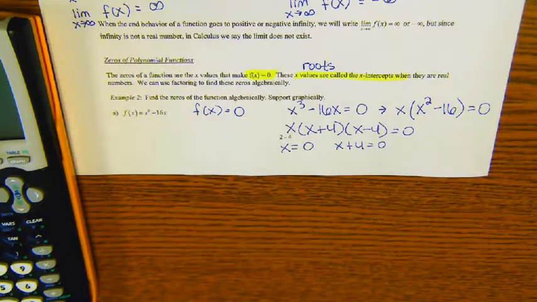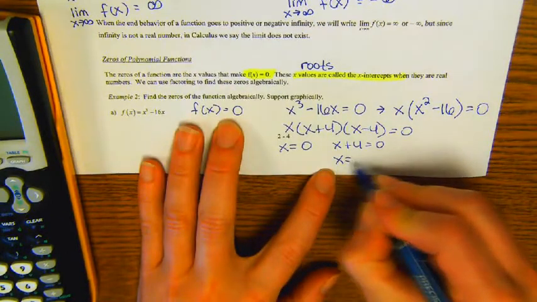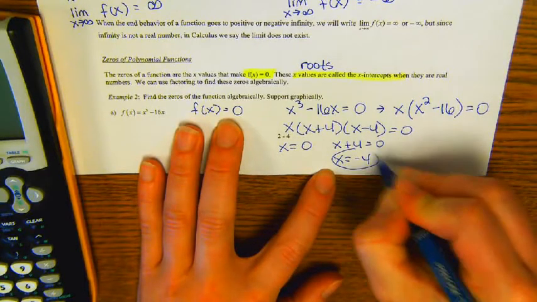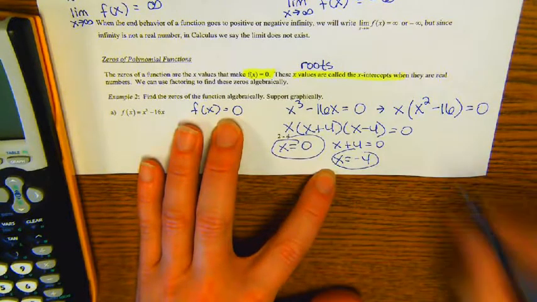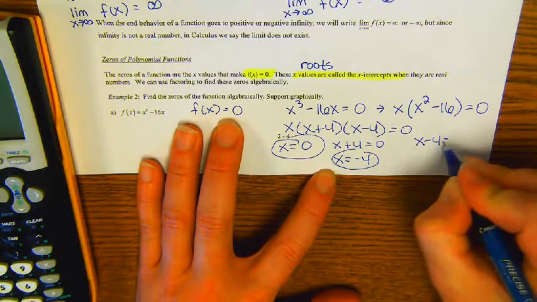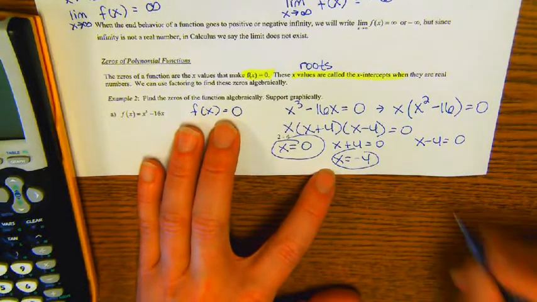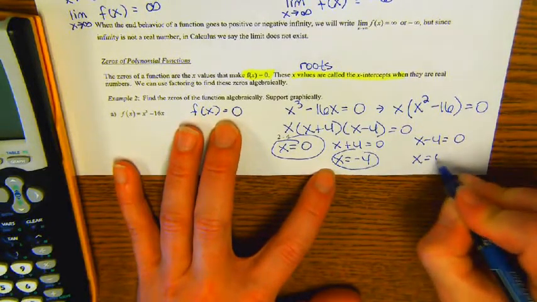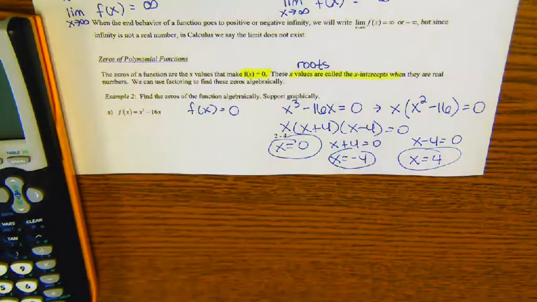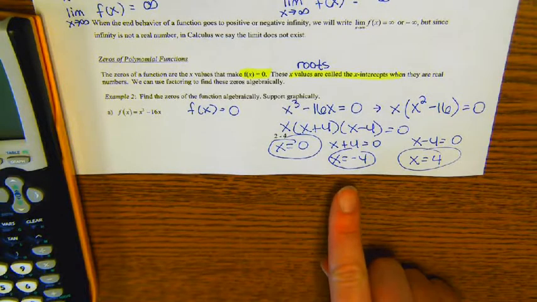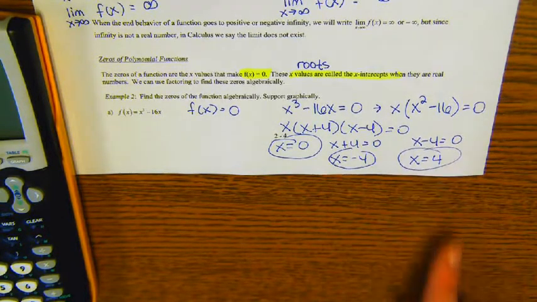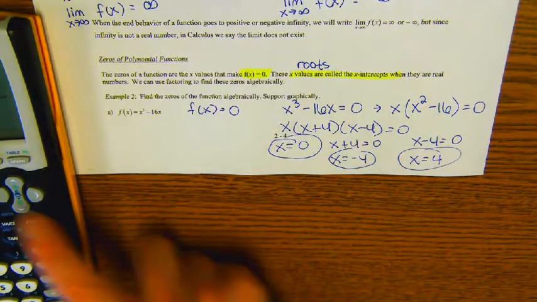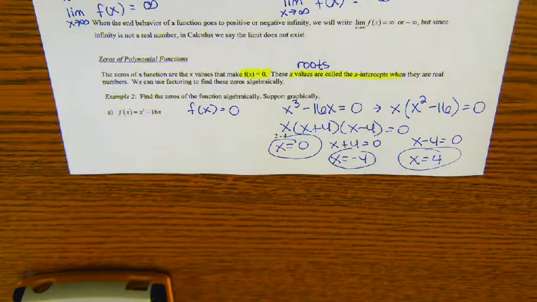Good. So one of my zeros is there. Alright, and then I do x minus 4 equals 0. Alright. So this has 3 zeros or x-intercepts. They occur at x equals 0, x equals negative 4, and x equals 4. Go ahead and now put it in your graphing calculator and confirm that's what you see on the graph.